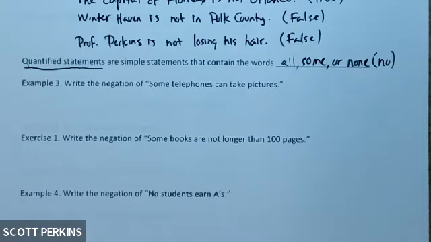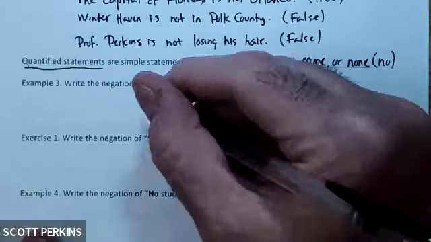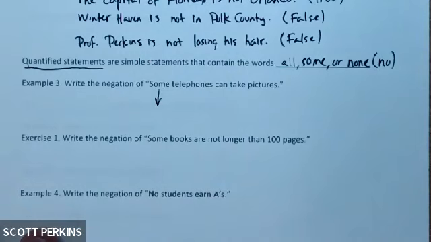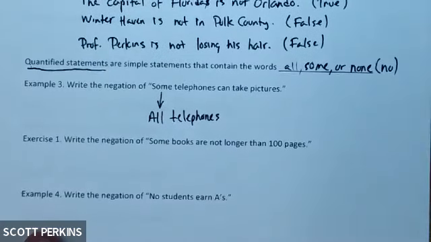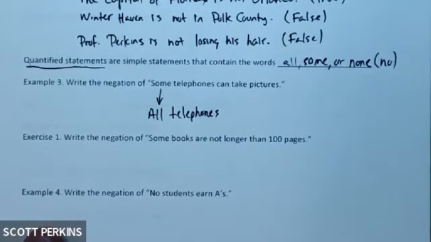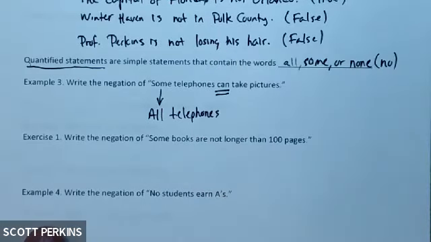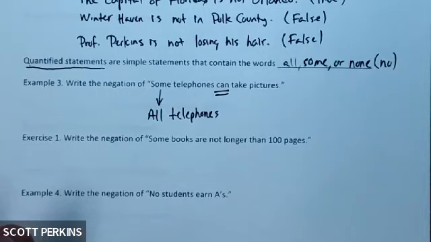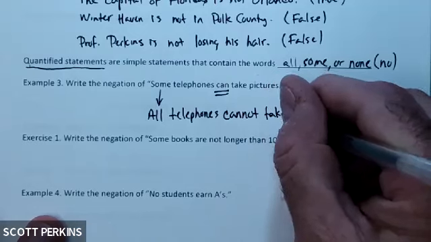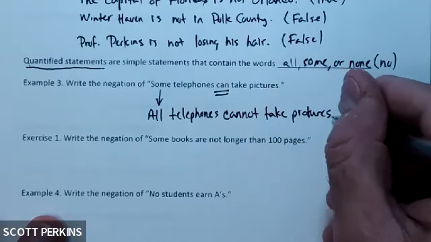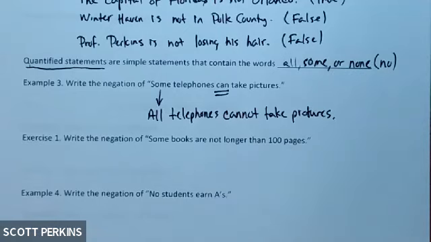Well, here's how I like to do this. When I am negating a quantified statement, I like to take the "some" at the beginning and make that "all." So all telephones. And now here is where I either negate or make positive, whatever the verb is right here. So in this case, some telephones can. I'm going to change that into all telephones cannot take pictures. Those have opposite truth values.